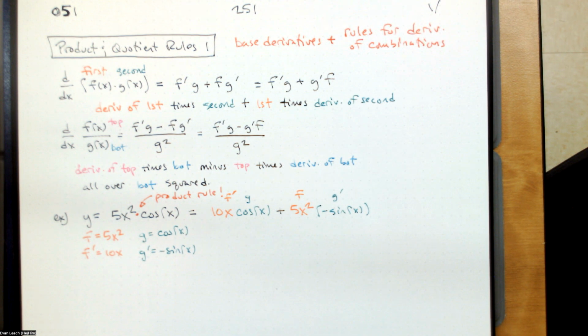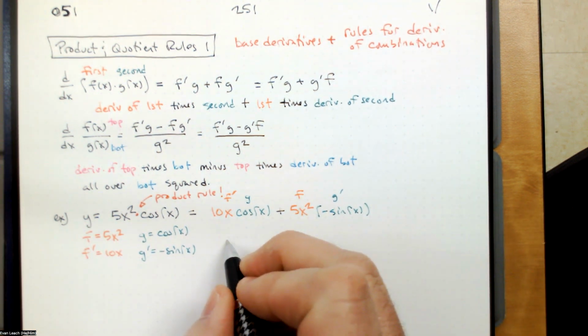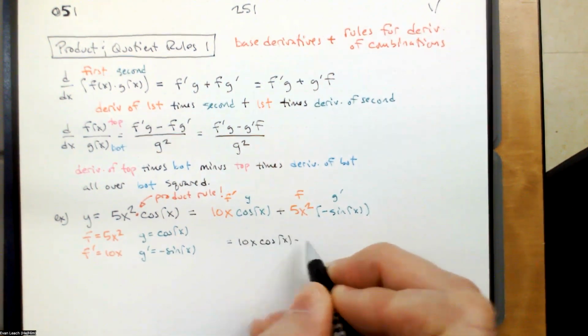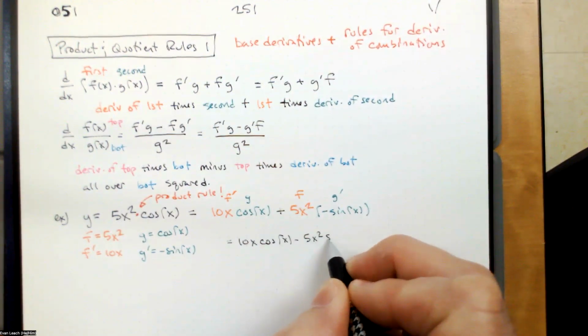The only thing that we don't like about this is I got a plus 5x squared times negative sine x. I don't like times negative sine, so I'm going to take that negative from the sine. I'm just going to make that whole term negative. Positive times negative is negative, so I'm going to write this maybe as 10x times cosine x minus 5x squared sine x.